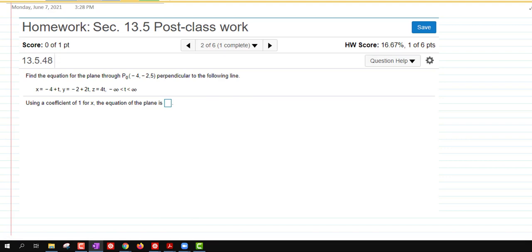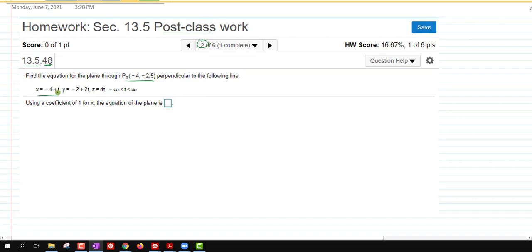So folks, I wanted to do a quick video. This is in your post work. This is a question from section 13.5 of the textbook, question number 48. And it's from your post-class assignment, question number 2. In this problem, we were asked to find an equation of a plane that passes through a point and is perpendicular to a given line.